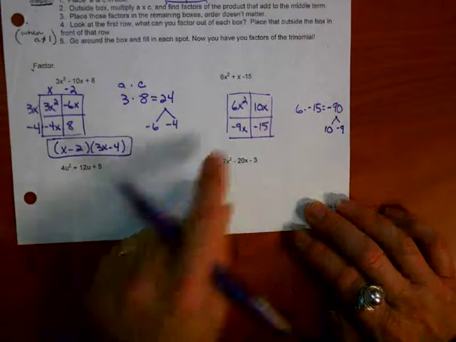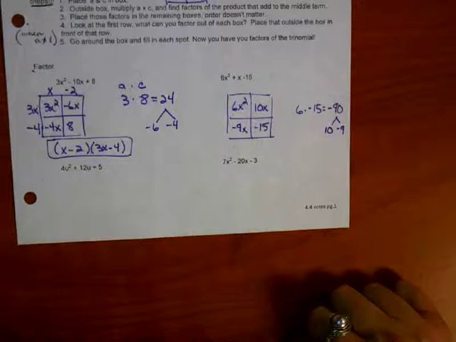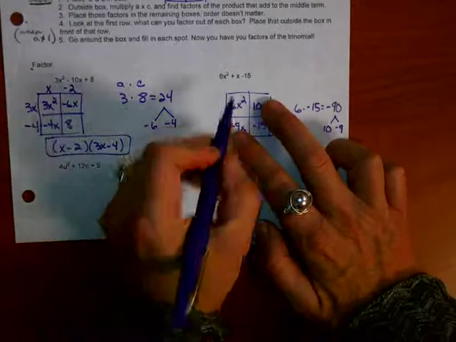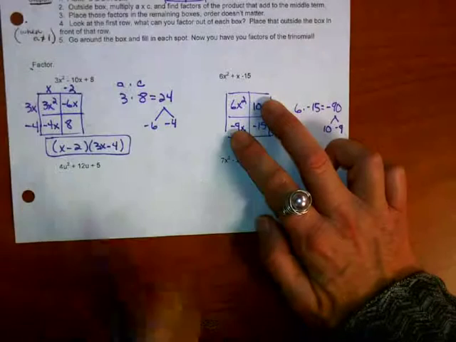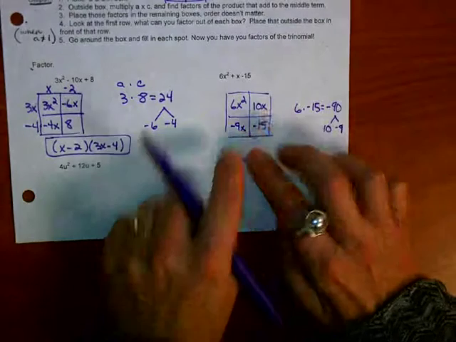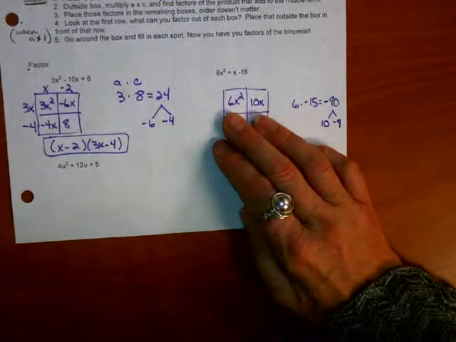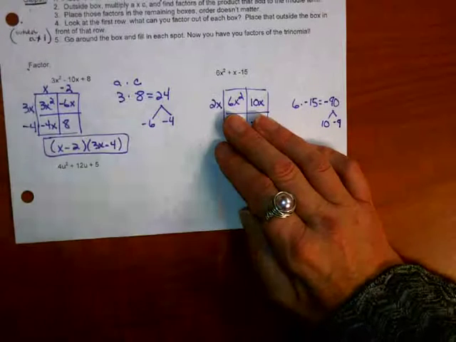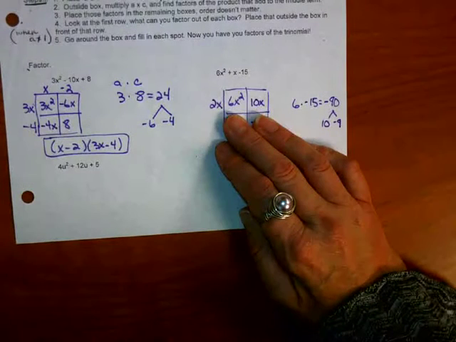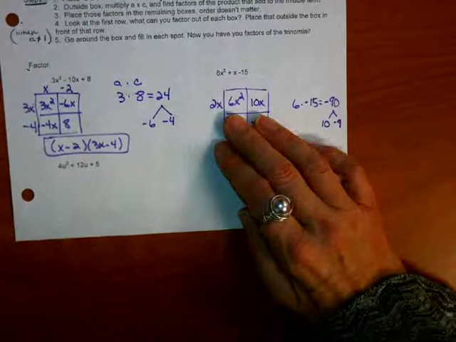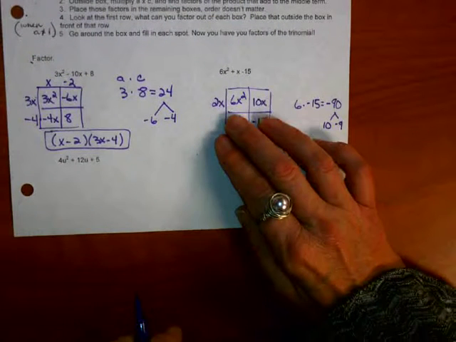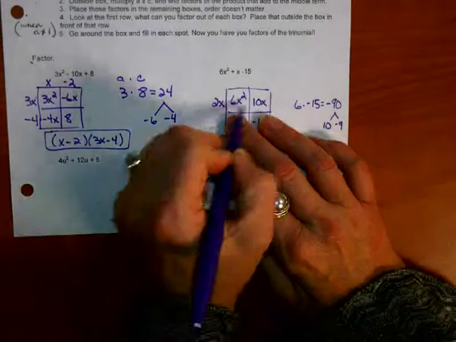Yes? Okay. These two combine to equal the middle term. They always have to combine to equal the middle term. Now you look at your first row. What can you pull out of both of those? 2x, right? I can pull a 2x out of both of these, correct?